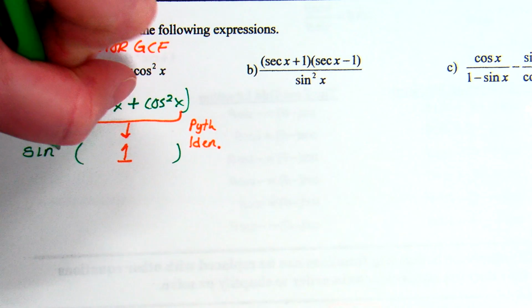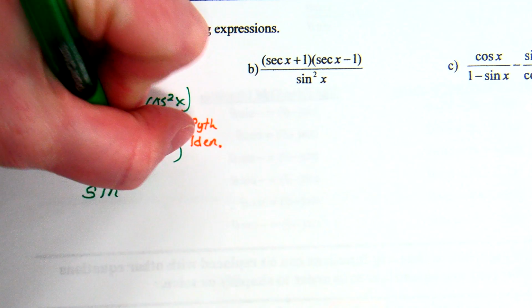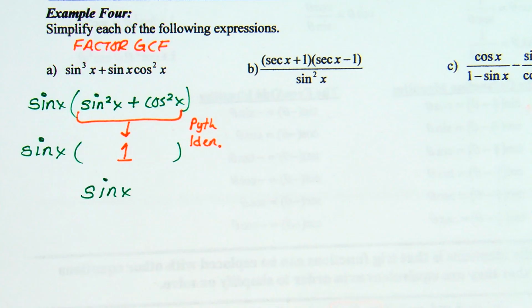So now, in my parentheses, instead of having sine squared x plus cosine squared x, I have a 1. Outside my parentheses, I still have sine x. Tough math here: sine x times 1 is sine x. I jokingly say tough math, but it's still basic math. What happens when you multiply something by 1? It stays the same, right? So don't make this too difficult. We're down to sine x.